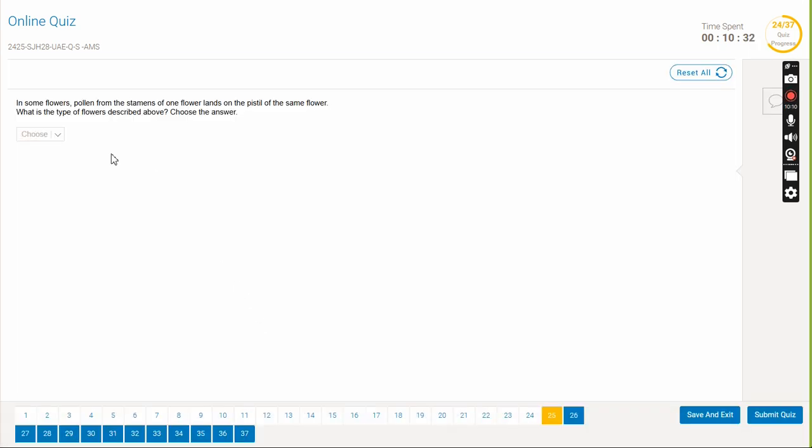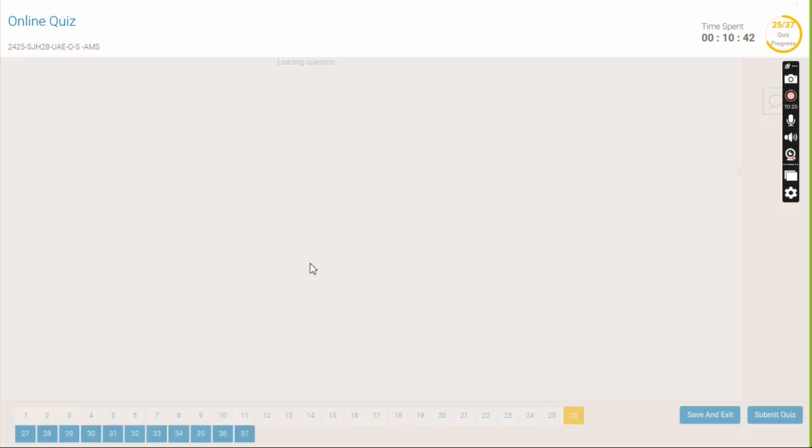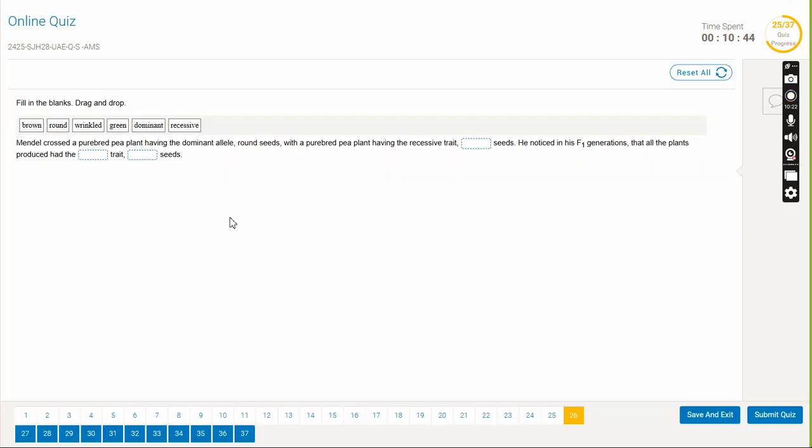The next, in some flowers, pollen from a stamen of one flower lands on the pistil of the same flower. Remember, it's the same flower where the stamen is coming from and the pistil. So what are we going to say? Self-pollinating.